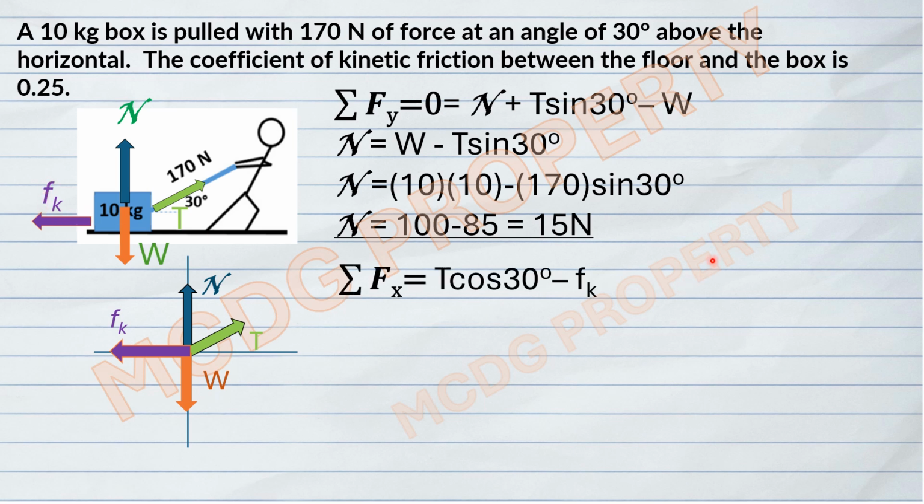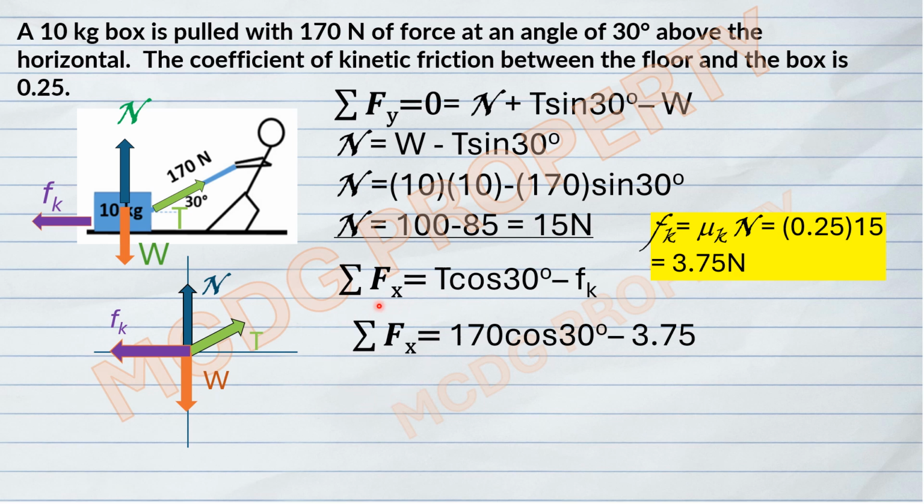Now next is we get the summation of forces along the x. Now we do not know if the forces along the x is equal to 0 or equal to ma. But we know that the total net force along the x is equal to the x component of the tension, which is T cosine 30 degrees, minus the force of kinetic friction. Now, the force of kinetic friction is equal to the coefficient of kinetic friction times the normal force. In this case, it is equal to 3.75 newtons.